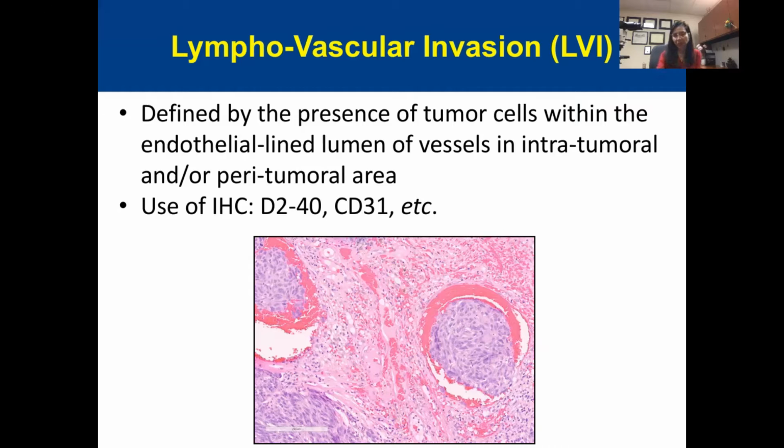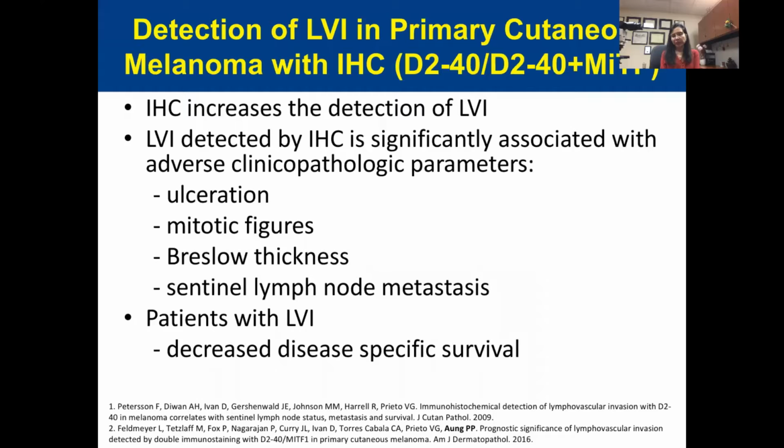In those times you can use immunohistochemical study. These are some papers from our group and myself. We looked at immunohistochemical study and found that the detection rate of lymphovascular invasion can be increased by using it. Not only did the rate increase, but we also found that lymphovascular invasion detected by immunohistochemistry is significantly associated with other adverse clinical parameters such as ulceration, mitotic figures, thicker Breslow thickness, and presence of positive sentinel lymph node. Not only that, it is also associated with decreased disease-specific survival in melanoma patients. So finding positive lymphovascular invasion is very important.